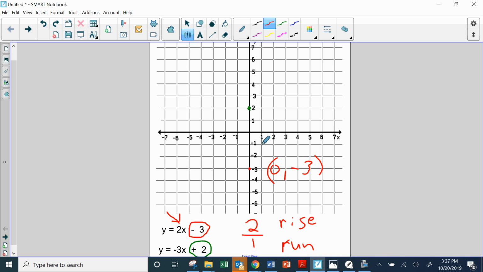It does not mean that I go from -3 to +2. People are still just putting a dot over here on +2 and then connecting the two dots. It has nothing to do with that. You go from this point up 2 because it's positive, and then right 1 because it's positive. So up 2, right 1, and then I put my next dot there. For some reason it made it green. Well, we can fix that.